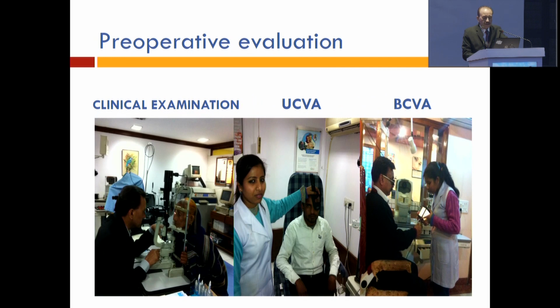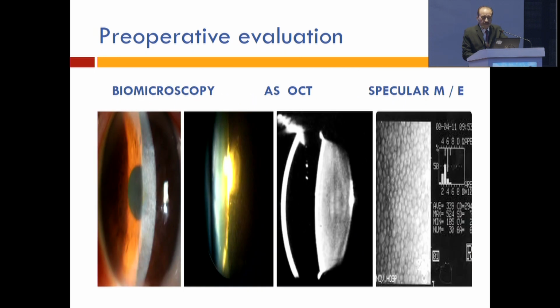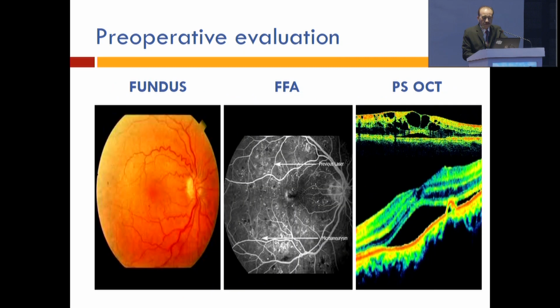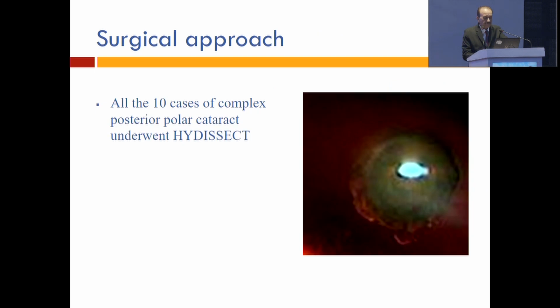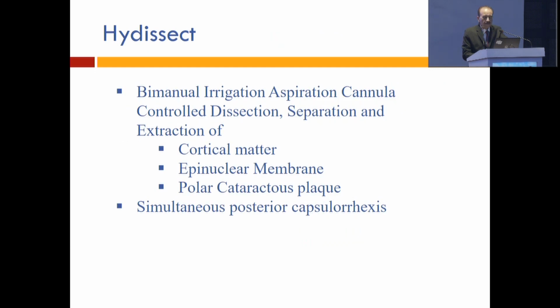Preoperative evaluation was completed with biomicroscopy, anterior segment OCT, specular microscopic examination, fundus photography, FFA, and posterior segment OCT. The surgical approach in all 10 cases was the high dissect technique. High dissect means a bimanual irrigation and aspiration cannula controlled dissection, separation, and extraction of the cortical matter, epinuclear membrane, and polar cataractous plaque with simultaneous posterior capsular access and without using the phaco probe.